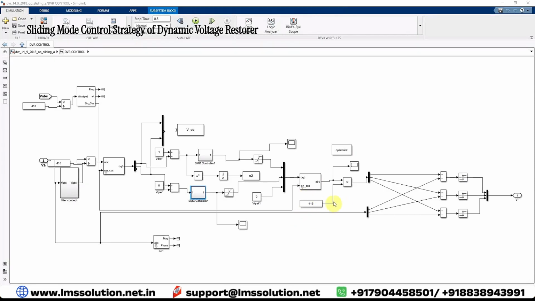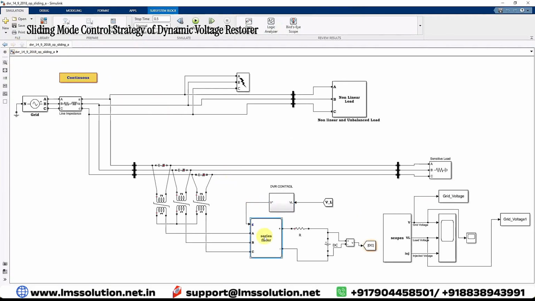After that you have to convert this controlled reference. Here we are comparing the controlled reference voltage with the load voltage, and processing via the hysteresis controller to generate the pulse for the series filter. So here we have that pulse. That pulse is going to be given to this series filter based upon this load voltage.